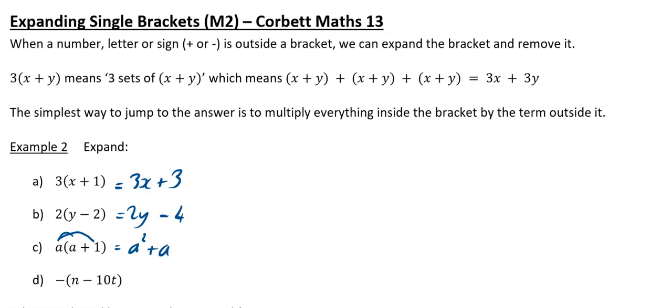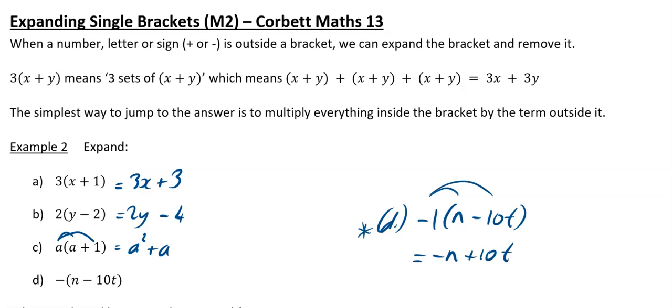Okay, this next one is one that confuses people. So I'm going to write this in a slightly different way over here. For part D, you could write it as that minus in front being the same as minus 1 times n and then minus 10t. If you did minus 1 times n, people sometimes see this a wee bit easier. It's going to be minus n. And minus 1 times minus 10 would be plus 10. And then you've got your t as well.